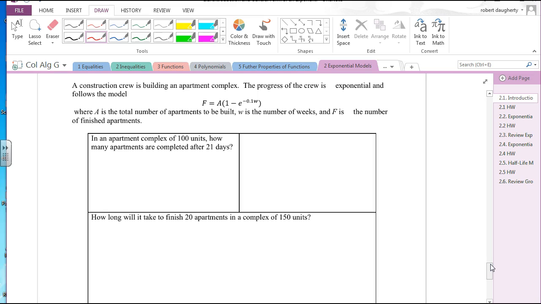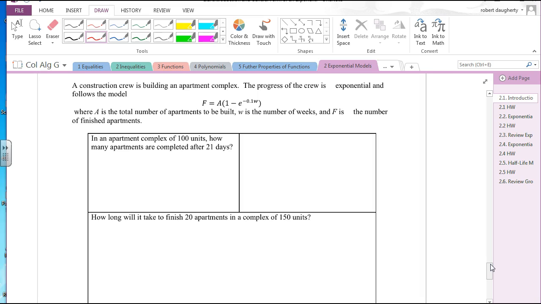A construction crew is building an apartment complex. The progress is exponential and it follows this model. F is the number of finished apartments. It is equal to the number of total apartments times 1 minus e to the minus 0.01 w, where w is what? The number of weeks, okay? If I have 100 units, how many will be finished after 21 days, okay?